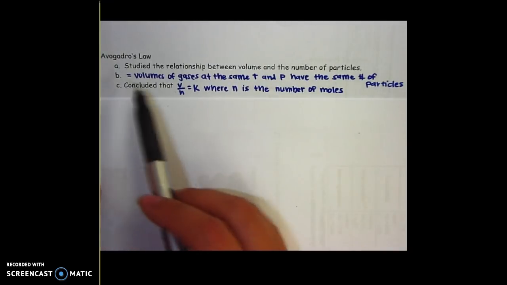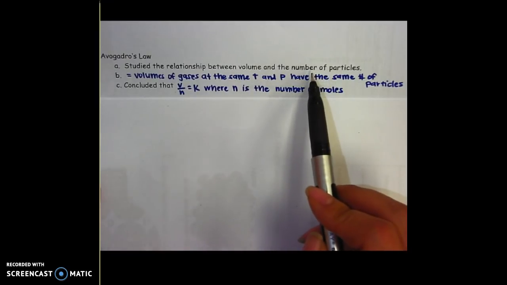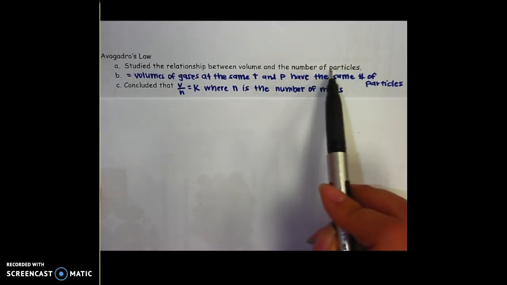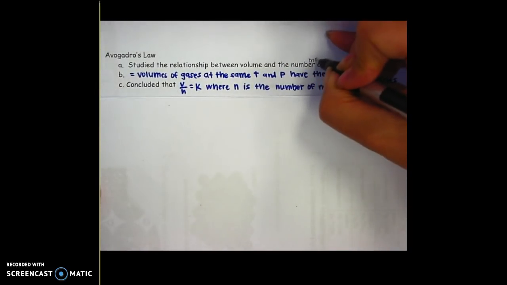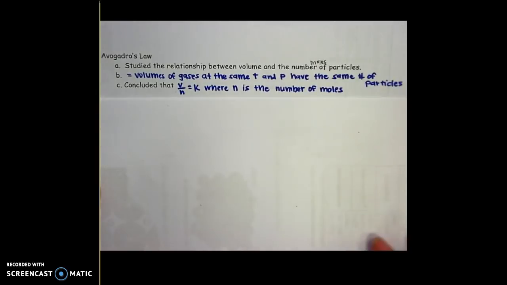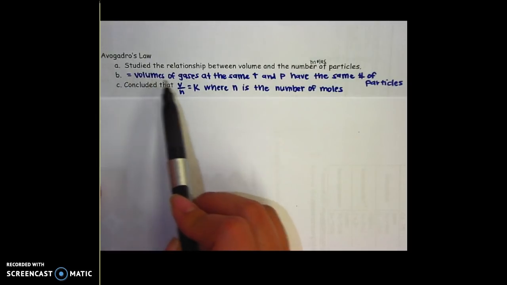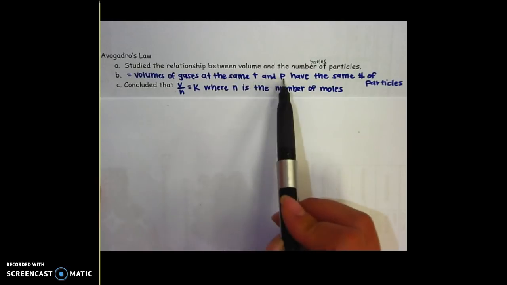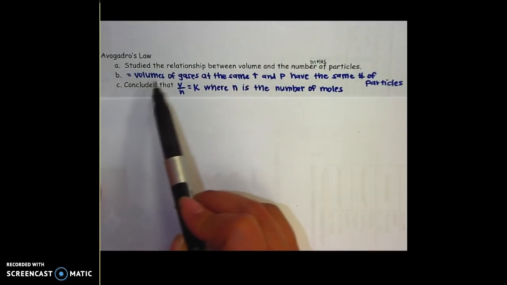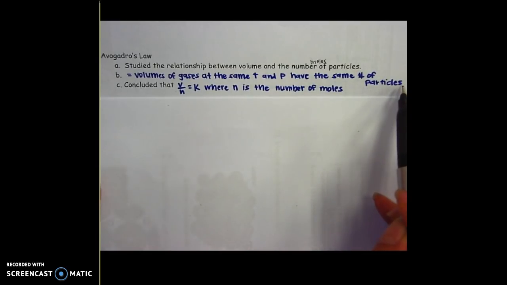So Avogadro basically looked at the relationship between volume and how many particles there are. Another way to state the number of particles is how many moles you have. You should probably remember Avogadro from when we were doing mole calculations before. His law stated that if you have equal volumes of gas at the same temperature and pressure, so the temperature and pressure are kept constant, and the volume is also the same, then you also have the same number of particles.